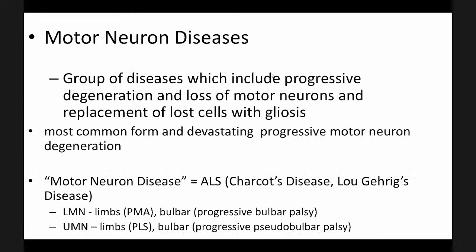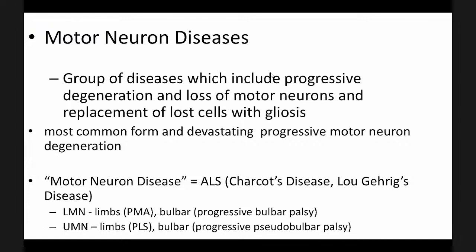These are a group of diseases which include progressive degeneration and loss of motor neurons and replacement of these neurons with gliosis. It is the most common and devastating form of progressive motor neuron degeneration. We have two common variants, that is Lou Gehrig's disease, also known as ALS, amyotrophic lateral sclerosis.